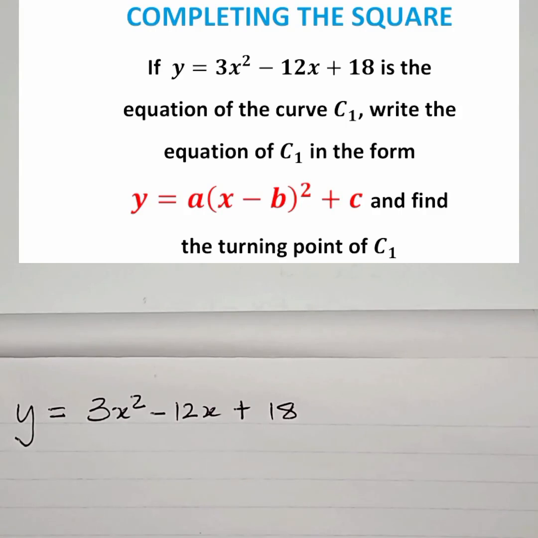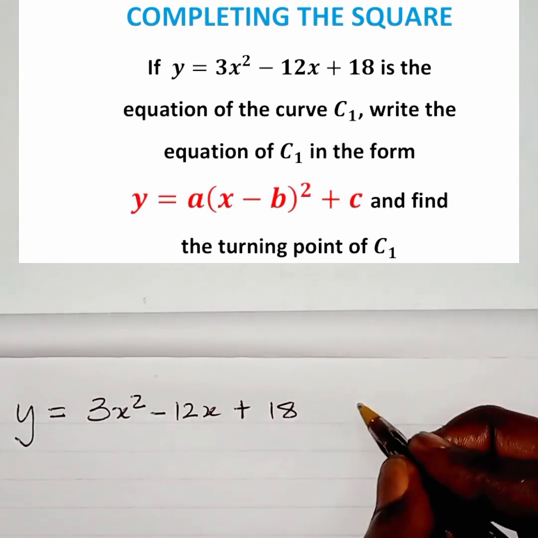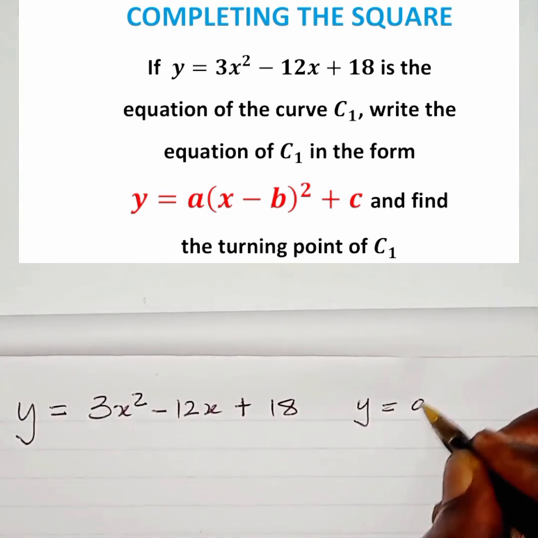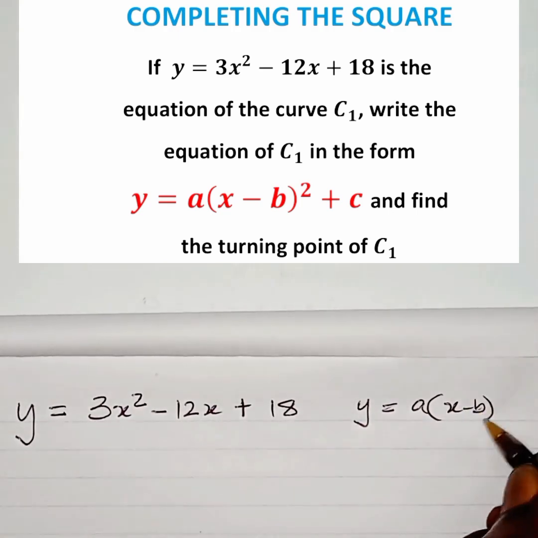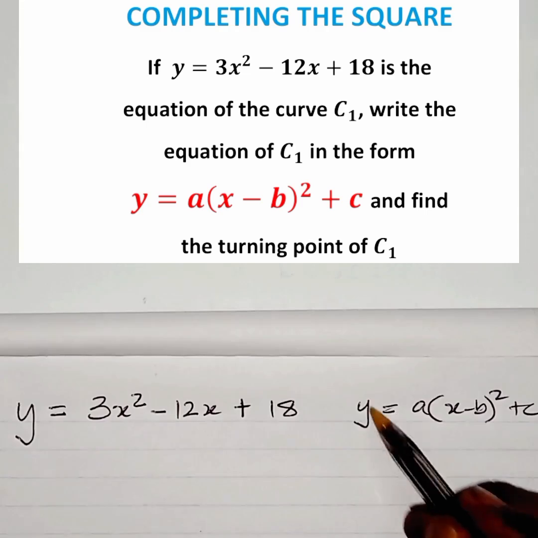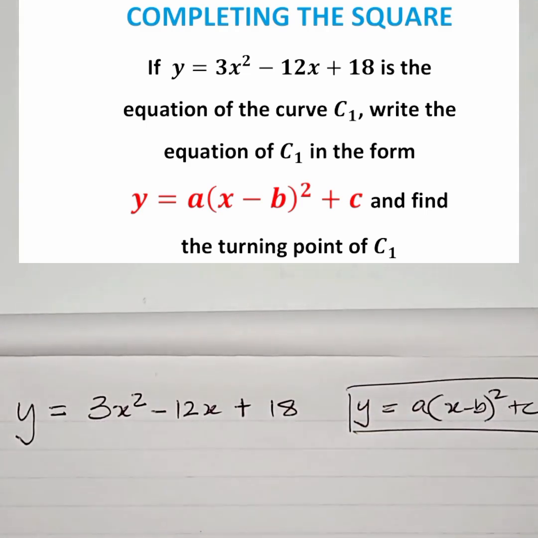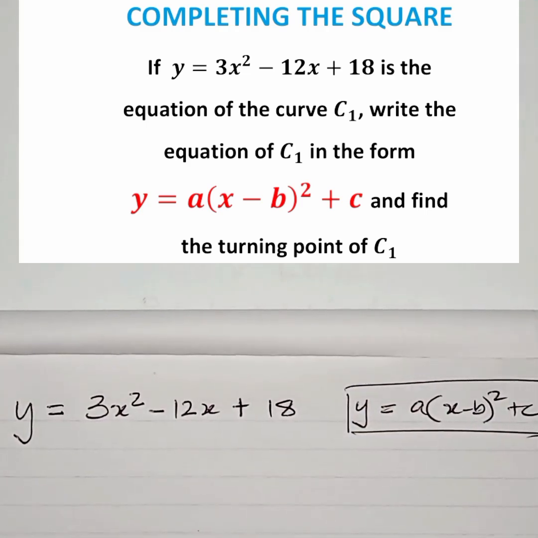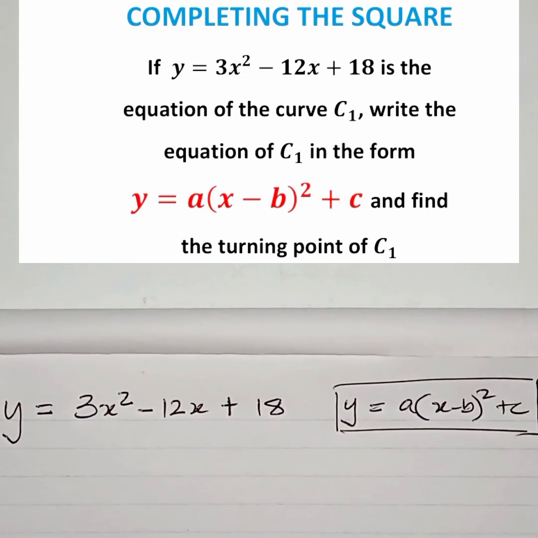The question for today reads, if y is equal to 3x squared minus 12x plus 18 is the equation of the curve C1, write the equation of C1 in the form y is equal to a(x minus b) squared plus c. So that means we are going to complete the square. Now, to complete the square, we must make sure that the coefficient of x squared is 1. So we are going to factor out this 3.